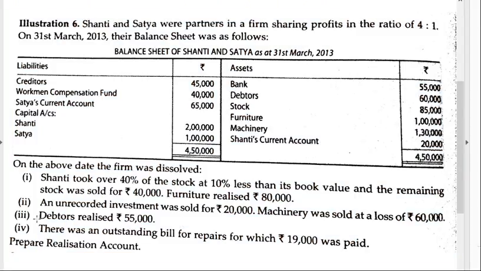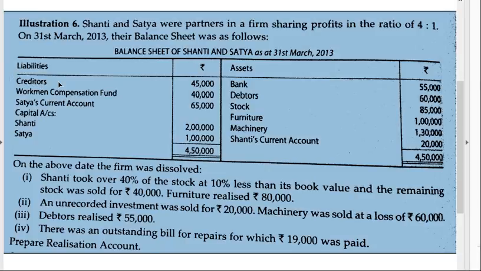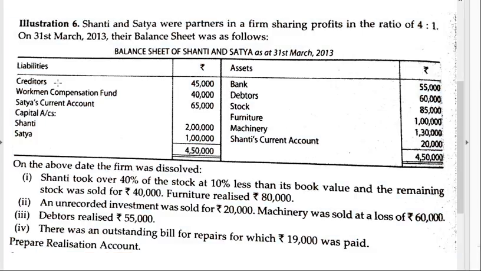Now regarding the liabilities, they say there was an outstanding bill for the repairs for which 19,000 was paid, right? And we will also assume that the creditors of 45,000 have been paid because obviously we will have to pay to the creditors. We can't go off the liabilities like that. We have to pay the creditors. So if the question is silent, we will assume that we are paying the outside liabilities. Clear? If the question is silent related to the asset, that means the asset has not realized anything. But if the question is silent related to a liability, outside liability that is transferred to realization account, that means liability has been paid. Clear?